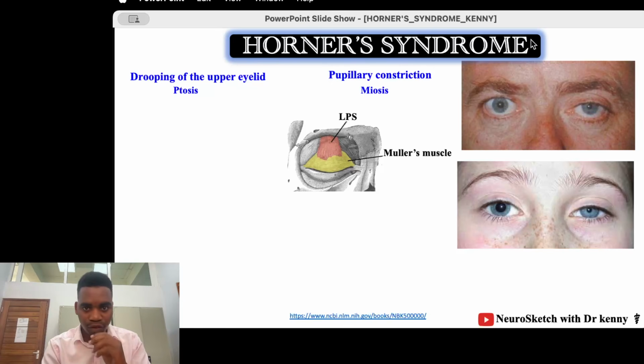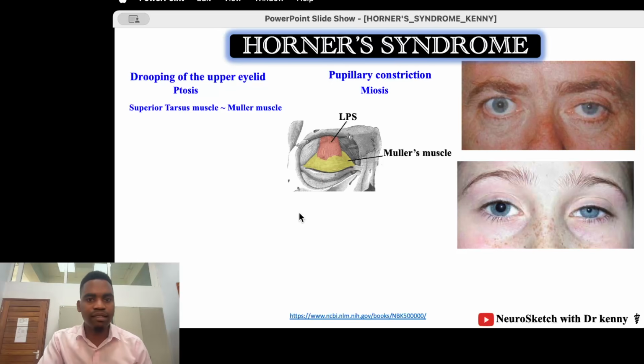So if these people can open their eyes to this extent, it means the levator palpebrae superioris has no trouble. It is completely fine. So what is wrong has something to do with Müller's muscle, the superior tarsal muscle. And what did we say about ptosis? Ptosis could be myogenic, of muscle origin, something to do with the muscle. So we have something wrong with Müller's muscle, or neurogenic, the nerves that supply Müller's muscle.